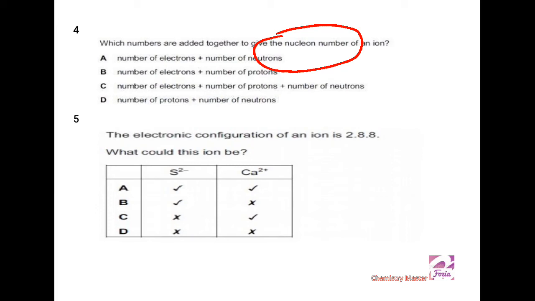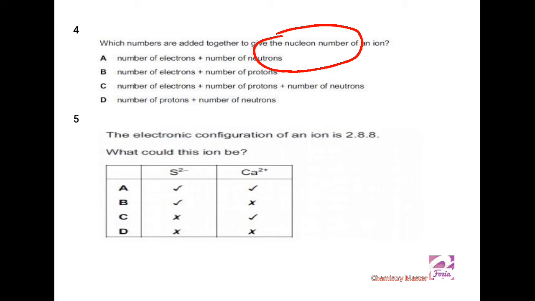The MCQ number 5. The electronic configuration of an ion is 2.8.8. What could be this ion? It is already present in the ionic state. S-2: sulfur has 6 electrons in its outermost shell, and it gets 2 more and completes its octet to get the -2 sulfide ion. To complete its octet, it stabilizes itself.